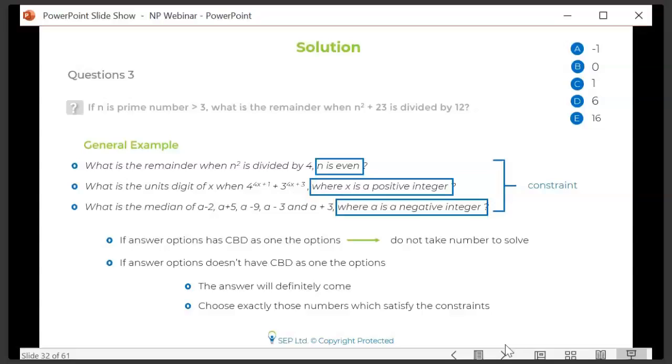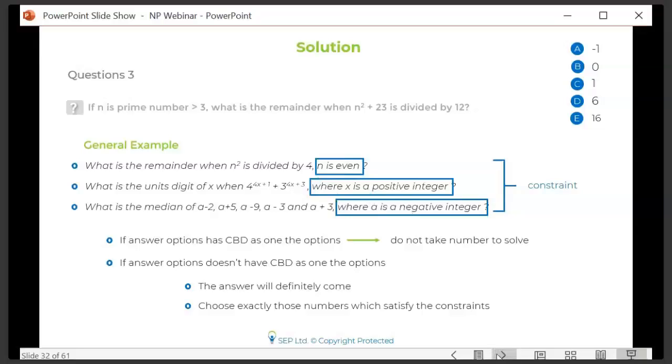So what you need to do is just a simple three-step check. See, is CBD there? If it is there, don't use numbers. If it is not there, then look at whether they're asking for a definite answer or not. If they are, you need to choose numbers. Now, how do you choose numbers? You choose numbers by looking at the constraint given to you. In this case, as you can see, there are three constraints. Choose numbers within these three constraints and you'll definitely get your answer.